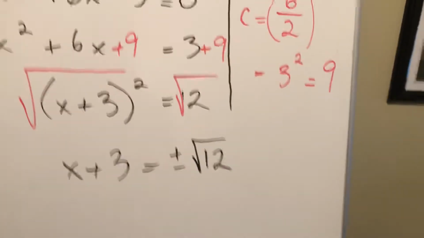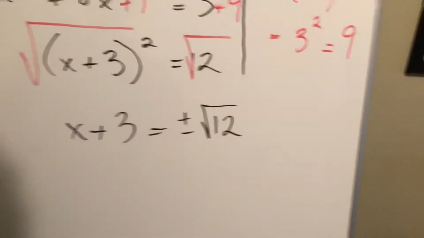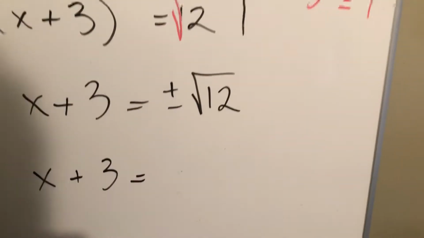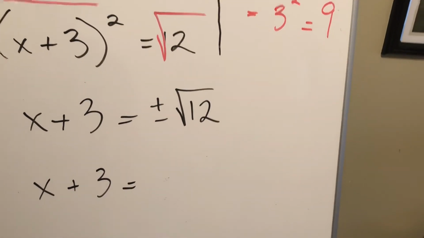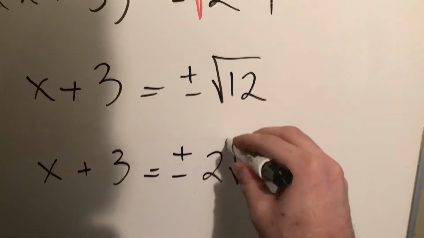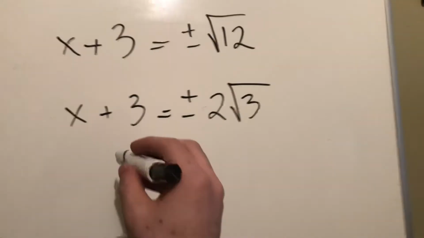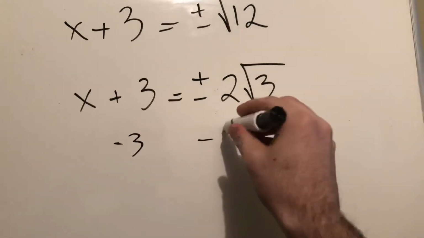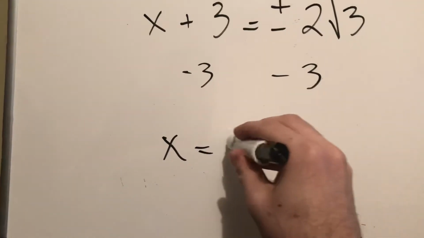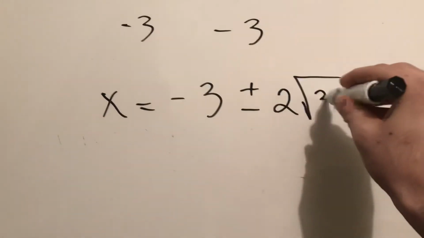So I'm going to put my plus minus right before the radical 12. Let's simplify the radical and then move 3. I know that root 12 is going to be 2 root 3. And now to finish, I'm going to subtract 3 on both sides. So my final answer is going to be negative 3 plus or minus 2 root 3.